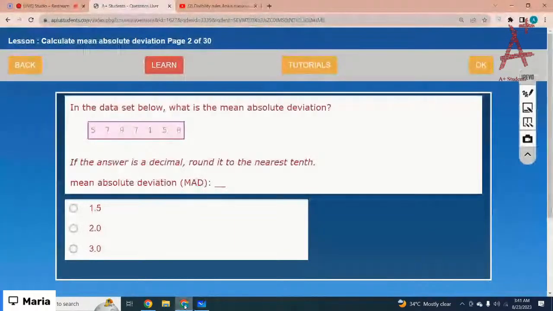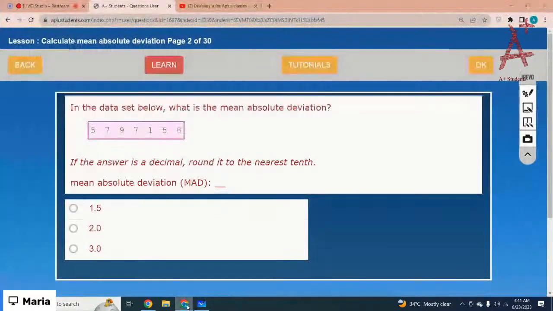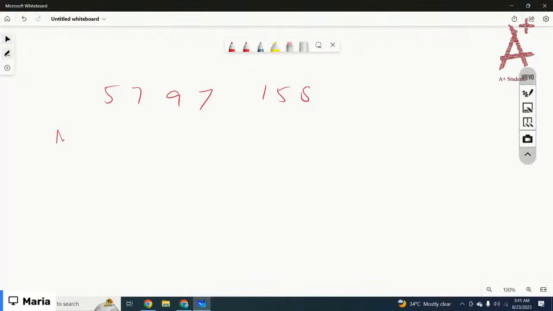Okay, 5, 7, 9, 7, 1, 5, 8. Okay, just calculate the mean, just add them, right? The sum is, let me calculate. 5 plus 7 plus 9 plus 7 plus 1 plus 5 plus 8. Their sum is 42. 1, 2, 3, 4, 5, 6, 7. 42 divided by 7 is 6. The mean is 6.